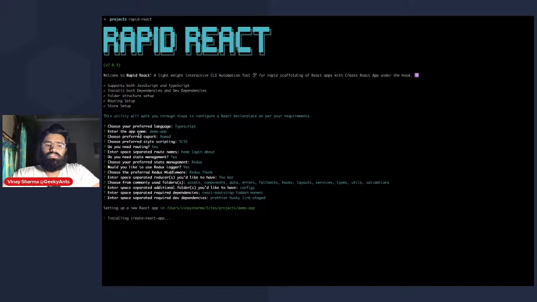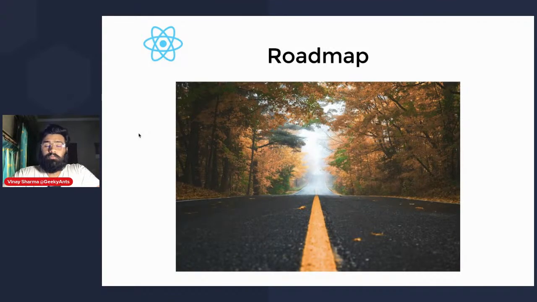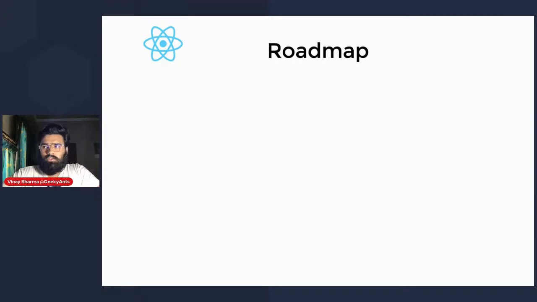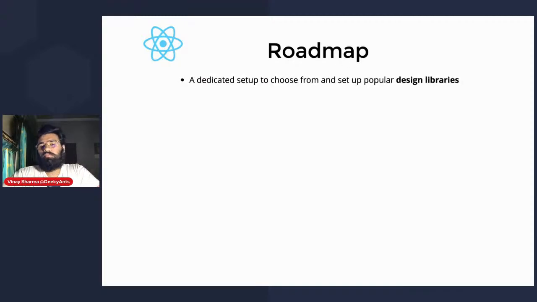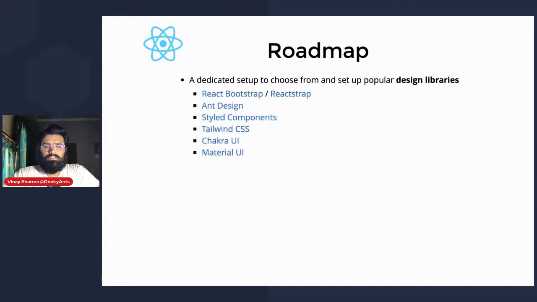And I'm going to quickly switch to the roadmap behind the entire future of Rapid React. And as soon as Rapid React completes, I'll probably hear a notification sound that it has completed. So the roadmap is pretty interesting, with the features that I have planned so far. First of all, it's going to have a dedicated setup to choose from and set up popularly used design libraries, which are these. Because any React application is incomplete if you don't have any design libraries that you're using. It can be either your own custom design, or you can choose any third-party design libraries.